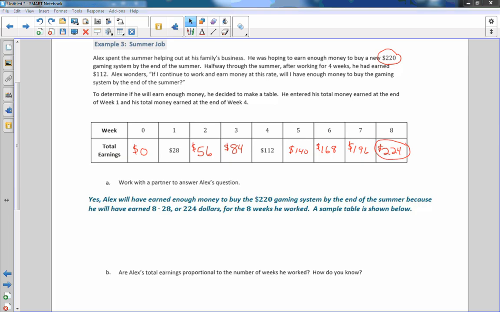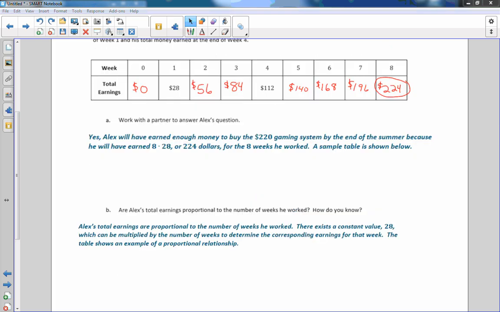So let me just break into an example to explain this. Okay, Alex's total earnings are proportional to the number of weeks he worked. There exists a constant value 28, which can be multiplied by the number of weeks to determine the corresponding earnings for that week. The table shows an example of a proportional relationship.